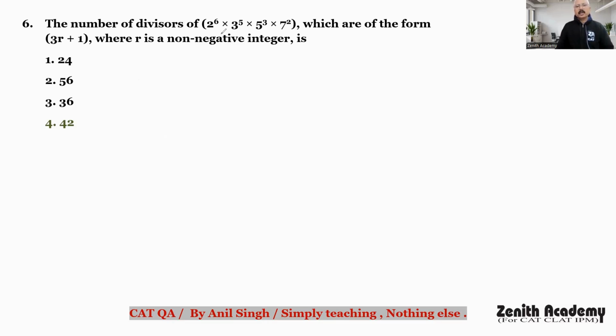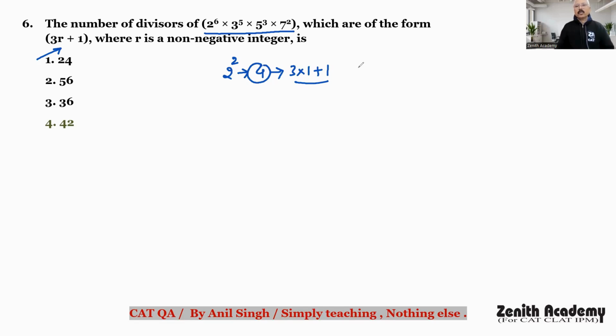Actually, in this question, this is a number. So consider a divisor of this number. Suppose I take 2 to the power 2. So 2 to the power 2 is a divisor of this number, and 2 to the power 2, which is equal to 4, can be written as 3 into 1 plus 1. It is in the form of 3r plus 1. So all the divisors of this number which can be written in the form 3r plus 1 are what this question demands. Such divisors, counted in total, are the answer.